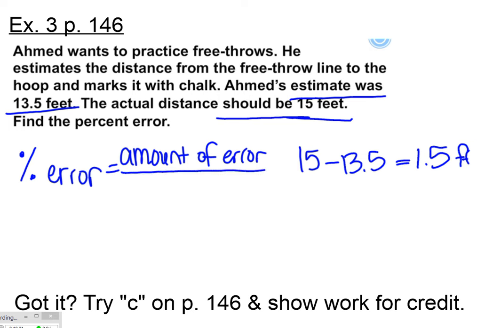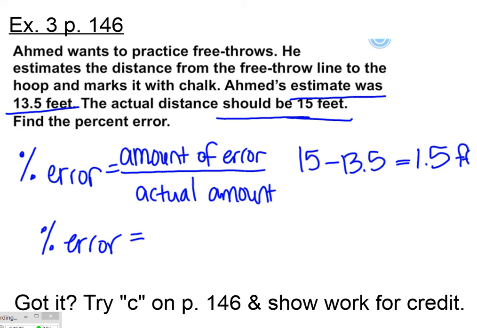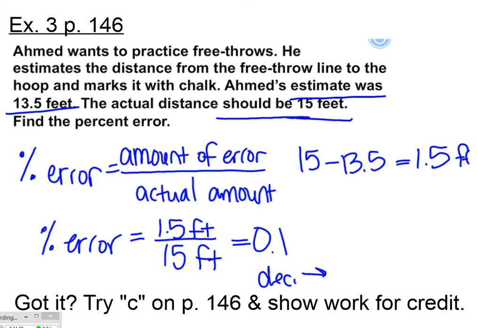You take the amount of error and you divide it by the actual correct amount. So, percent of error is 1.5 feet in error divided by 15 feet, which is the actual amount of distance it was. When you divide this, you may use a calculator if you need to. If not, you will know that 1.5 divided by 15 is 0.1. Now that's our decimal, so you need to change the decimal to the percent by multiplying it times 100, or moving the decimal 2 places to the right, put a placeholder there, and you get 10% error.